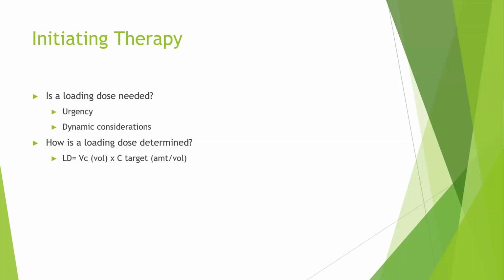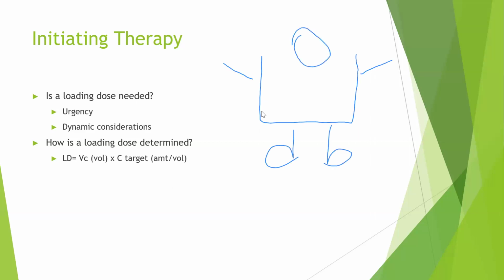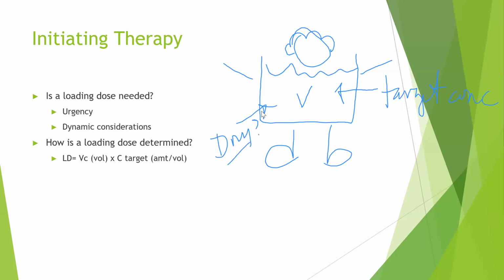Remember, I like to think about it this way: when you're giving a loading dose, you don't have to worry about clearance, right? You're just giving the dose. So I think of the body as a beaker. Here's our little person, and there's a certain volume. Obviously, this isn't how people are made, but you've got a certain volume here. And if you want a certain concentration, so you have a target concentration that you want to achieve, you're going to have to figure out how much drug to give. That's going to be your loading dose, right?